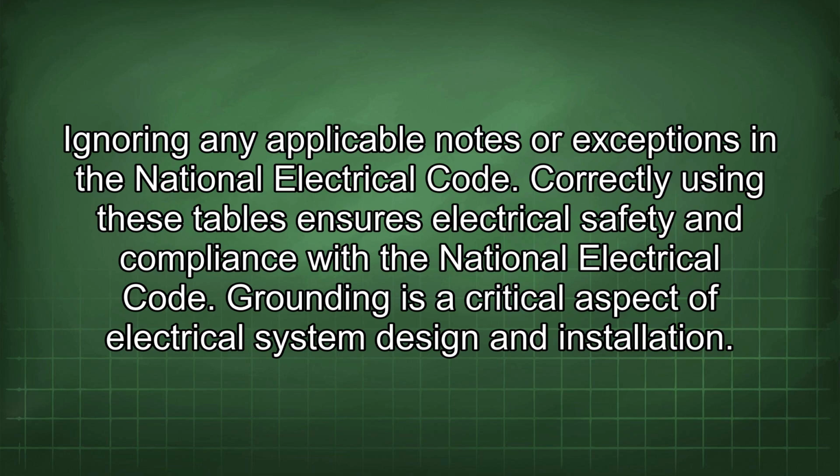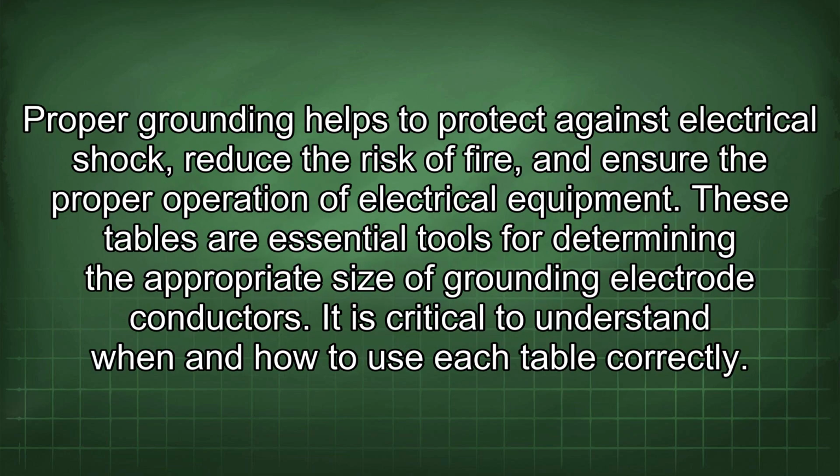Correctly using these tables ensures electrical safety and compliance with the National Electrical Code. Grounding is a critical aspect of electrical system design and installation. Proper grounding helps to protect against electrical shock, reduce the risk of fire, and ensure the proper operation of electrical equipment. These tables are essential tools for determining the appropriate size of grounding electrode conductors. It is critical to understand when and how to use each table correctly.